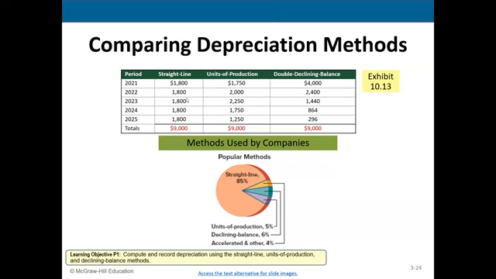But you'll notice, as you compare the three methods, double declining balance is going to give you the best tax advantage because you're taking that large amount up front. Straight line is nice and even. Units of production is based off the number of units you're producing, so it's kind of all over the place. But that's how you compare the three.